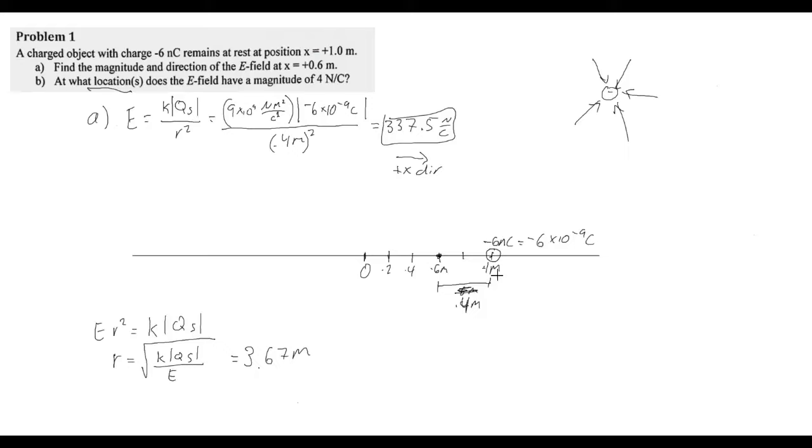So that is either 3.67 meters away in the positive direction from 1 meter, or in the negative direction from 1 meter. So you would find this at the points x is equal to positive 4.67 meters, or at negative 2.67 meters. All right. So at either of these points, you will find an E field strength of 4 newtons per coulomb. All right, let's move on down.